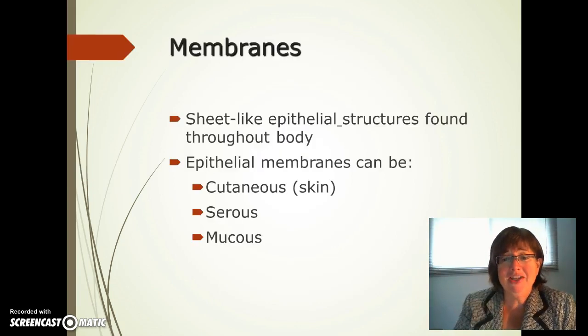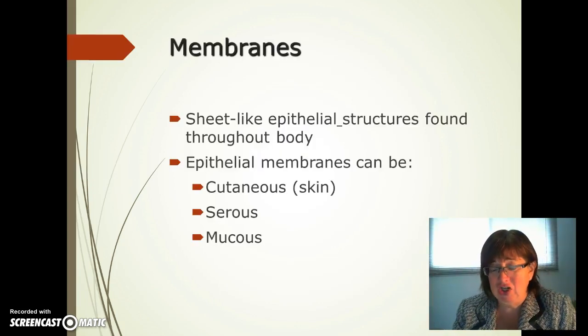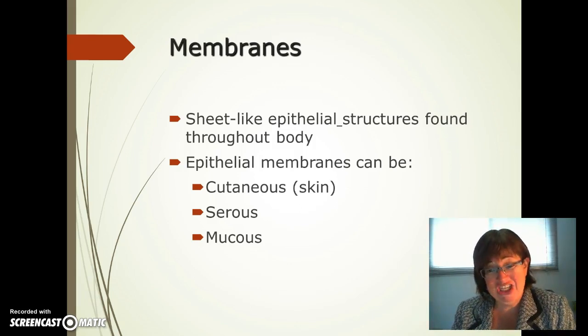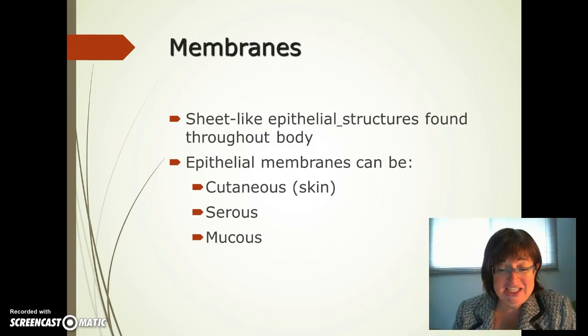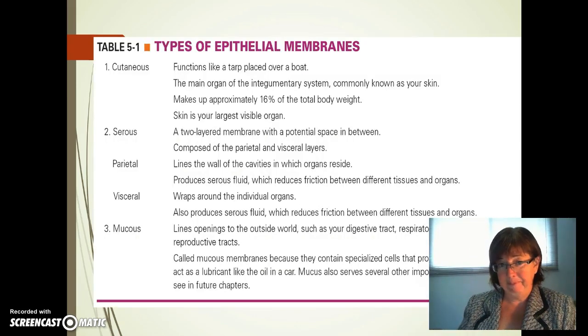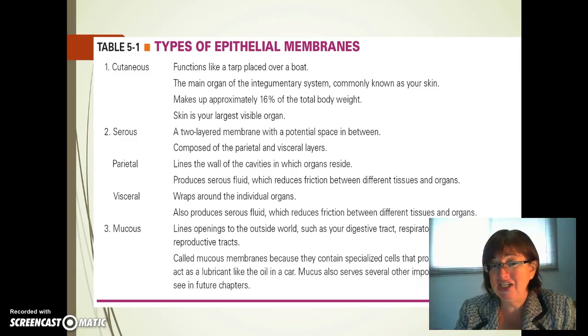Good. Membranes are sheet-like epithelial structures found throughout the body. So epithelial membranes can be cutaneous, such as your skin, serous, or mucous. And there are different types of epithelial membranes here. Cutaneous is like a tarp of a boat, so it's your outside, if you think of your skin. Serous is two membranes with a space in between. Then you have your parietal, which is usually the inside, and your visceral, which is on your guts.